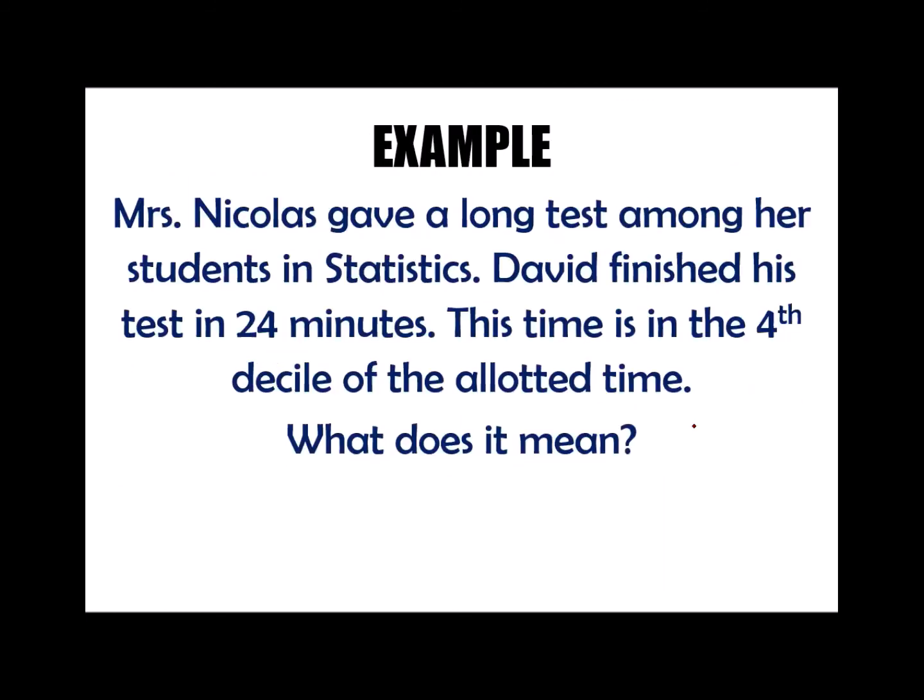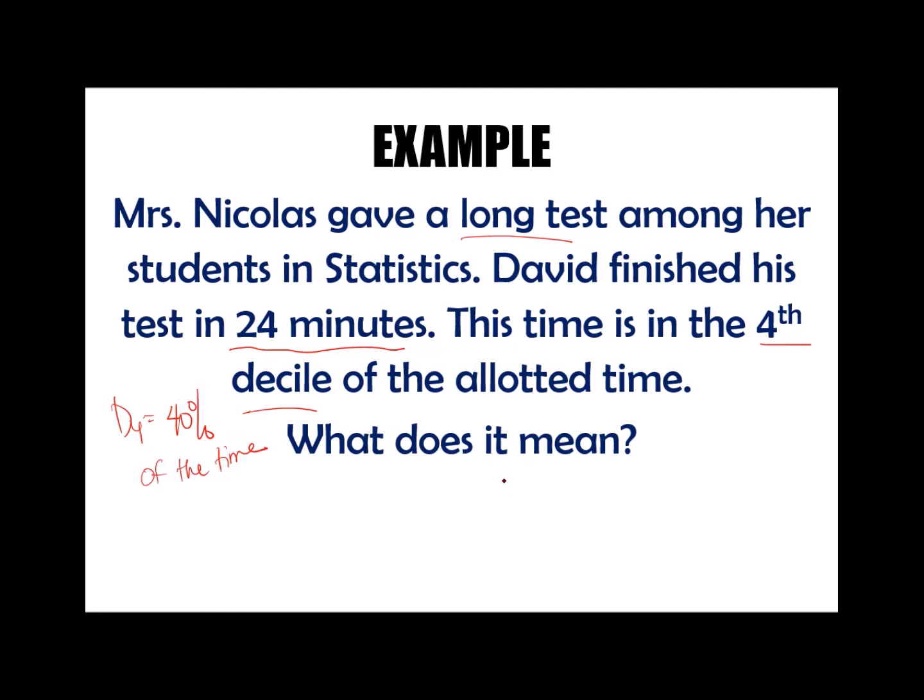Okay? So let's have the situation analysis. Mrs. Nicholas gave a long test among her students in statistics. David finished his test in 24 minutes. This time is in the fourth decile of the allotted time. What does it mean? Let's say you are David, and you finished the exam within 24 minutes. A math test is usually 60 minutes, and he finished in only 24 minutes. So this is a long test. Then our keyword is fourth decile. D sub 4 means we are talking about 40%, 40% of the time.